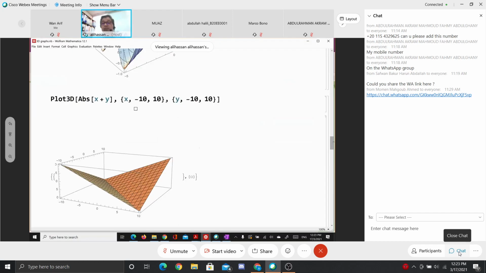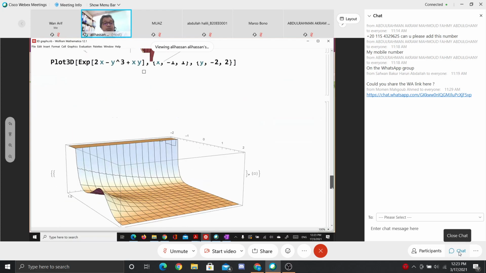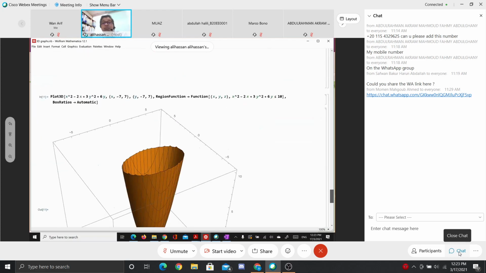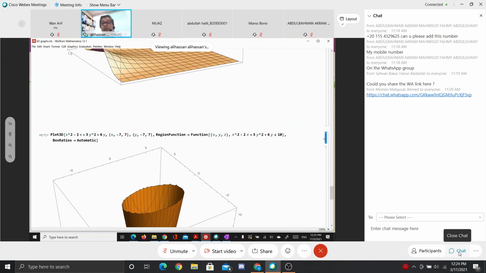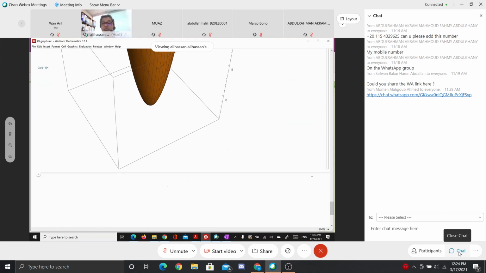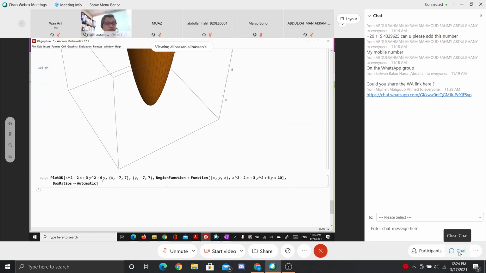Okay, let's try to plot this. Make this 3D plot using Mathematica. Let's see what we get. Copy. It is the square root, right? The equation is the square root of x squared plus y squared.